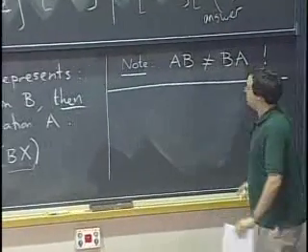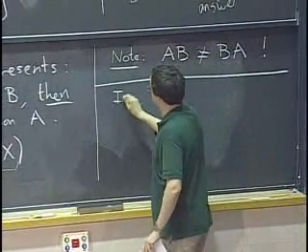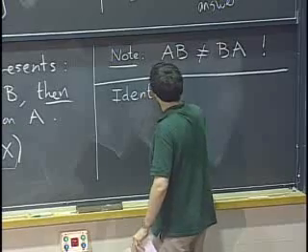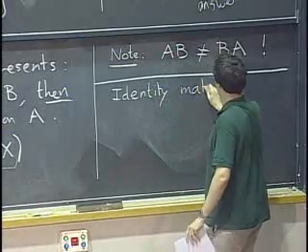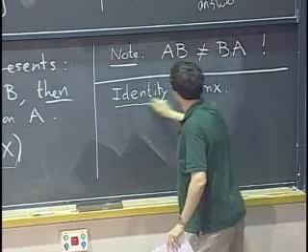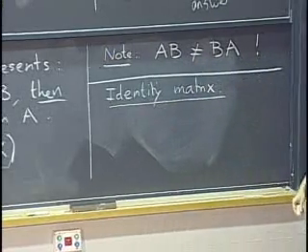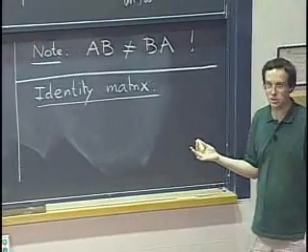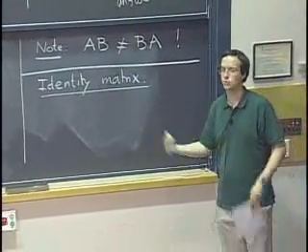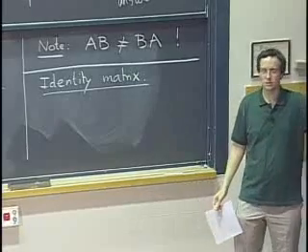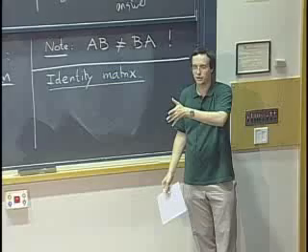The next thing I need to tell you is something called the identity matrix. Well, the identity matrix is the matrix that does nothing. Okay, so what does it mean to do nothing? I don't mean the matrix 0. The matrix 0 would take X and would always give you back 0. That's not a very interesting transformation.